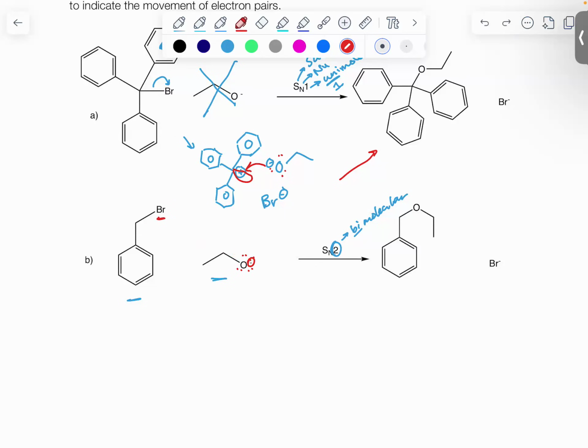And so we will attack, and in forming that bond, this carbon would be overloaded. We have to kick something off. We kick the bromine off. And so in SN2, you'll have no intermediate, and in SN1, you will have this carbocation intermediate.